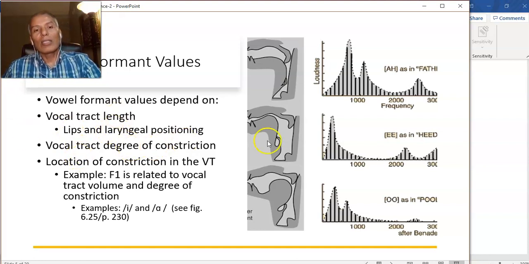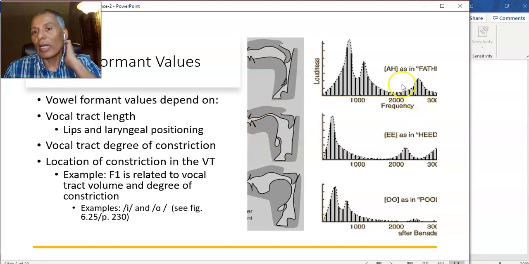The vocal tract, the degree of constriction. Constriction means how narrow it is, how much room or space is available. And then the location of that constriction inside of the vocal tract. Where is it exactly? Is it in the hypopharynx, where F1 can be detected? Is it near the alveolar ridge, F2, or is it in the area between the velum and the dorsum of the tongue, F3? So these determine, again, the nature of resonance in the vocal tract.